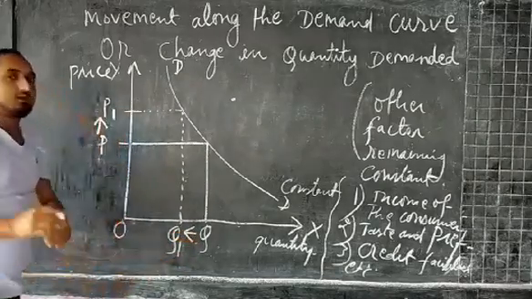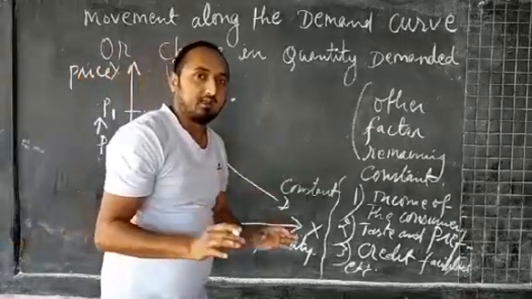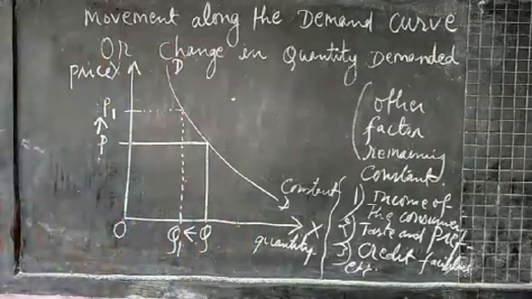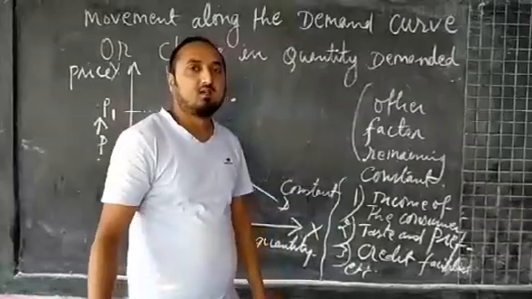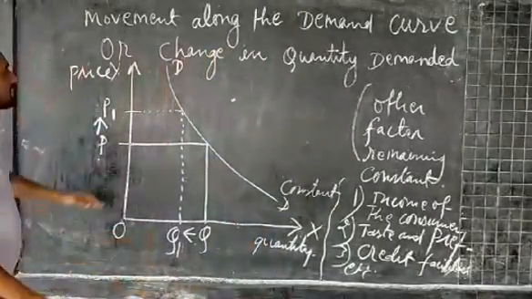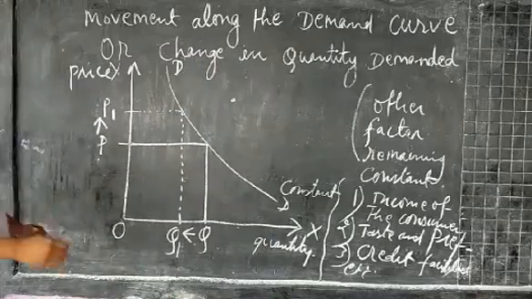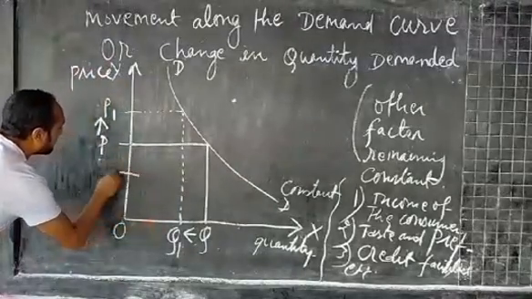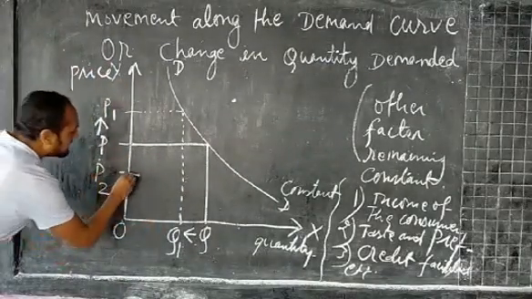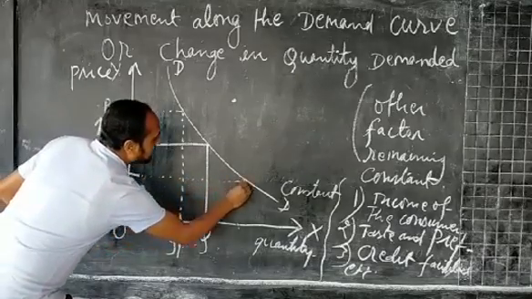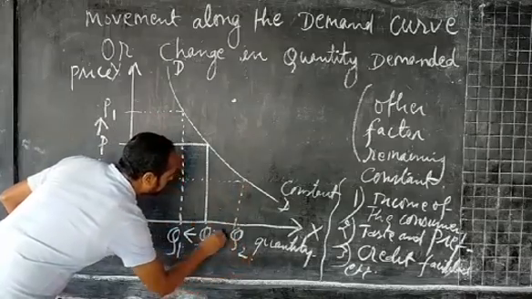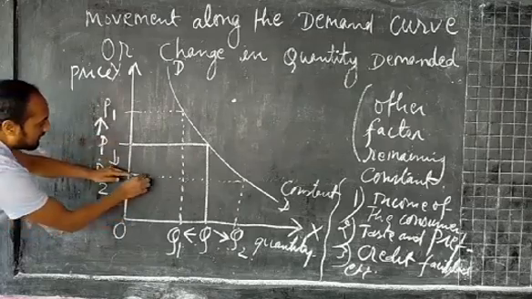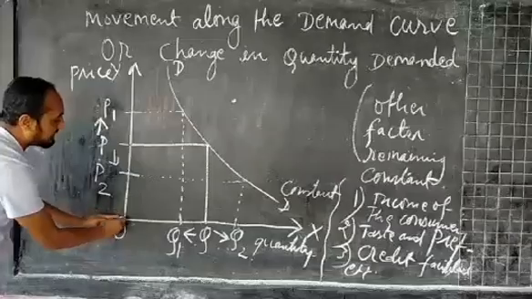So here the quantity demand of the commodity will decrease due to a rise in the price of the commodity. Similarly, we can show that if the price of a commodity decreases, then the quantity demand will increase. Let's consider another price P2. At price P2, the quantity demand will be Q2. So here, due to a fall in price from OP to OP2, the quantity demand of the commodity is increasing from OQ to OQ2.